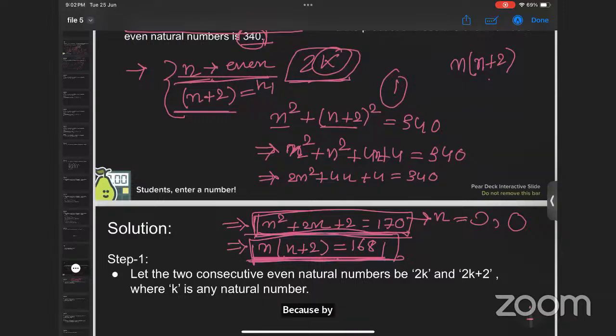Hello, ma'am. Yes. And when we solve this equation, we get roots as 14 and minus 12. So n equals 14 and minus 12. So we know natural number is only going to be a positive number, right? Negative is not in the natural number set. So we get the value of n as 14. Then the second natural number will be 16, I think.